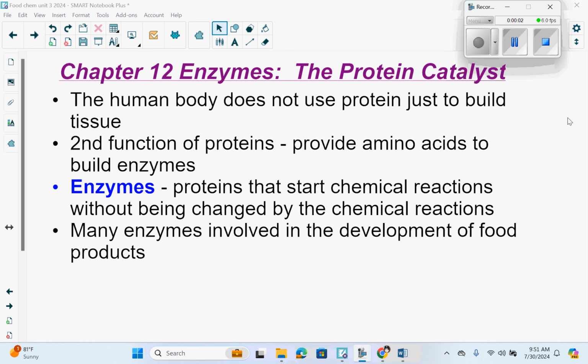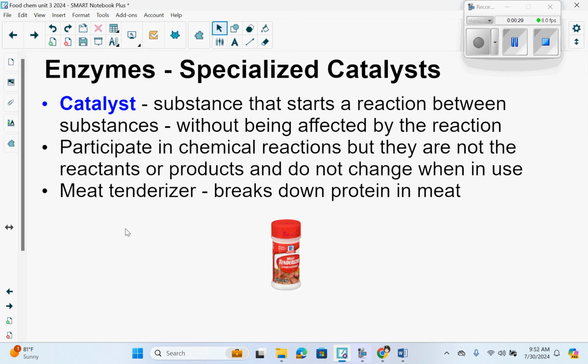This is Food Chemistry Unit 3, Chapter 12, Enzymes, the Protein Catalyst. The human body does not use protein just to build tissue. The second function of proteins is to provide amino acids to build enzymes. Enzymes are proteins that start chemical reactions without being changed by the chemical reactions. Many enzymes are involved in the development of food products.